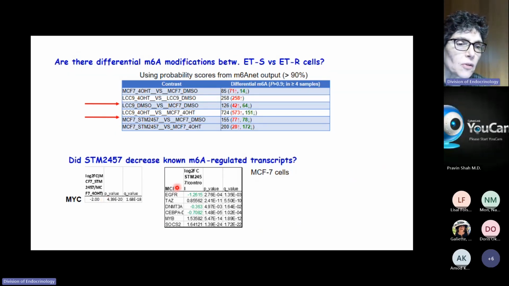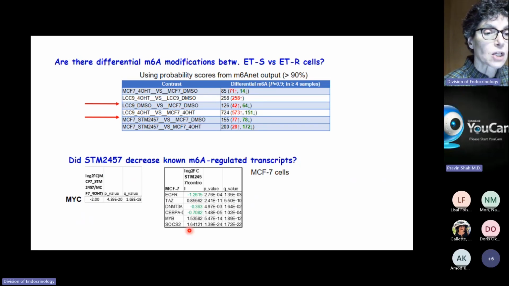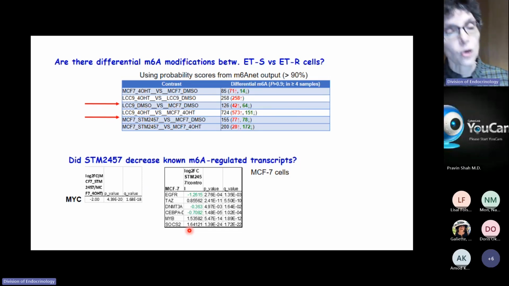And then I found some other gene targets that are regulated by M6A methylation in the literature. We have 3 in agreement where we see a decrease with STM treatment of MCF7 cells, and 3 cases where there's not agreement. In fact, we see an increase in TAZ, MIB, and SOX7-2. But what I didn't put in is that these are in different cells. Nobody has looked at this in MCF7 or other breast cancer cells. These are in leukemia cells or melanoma cells or prostate cancer cells.